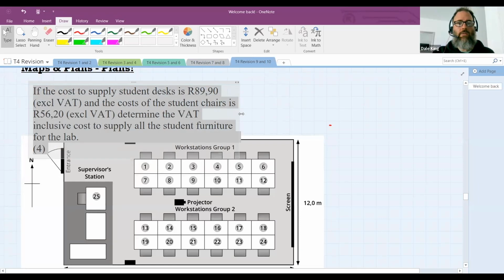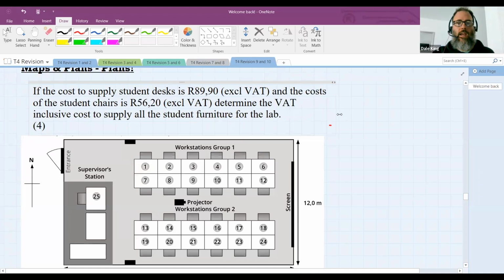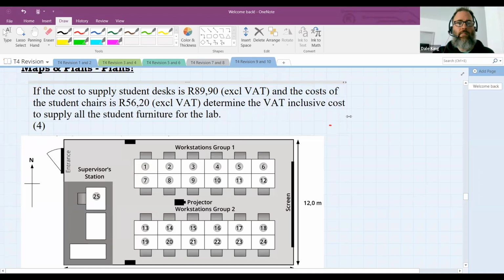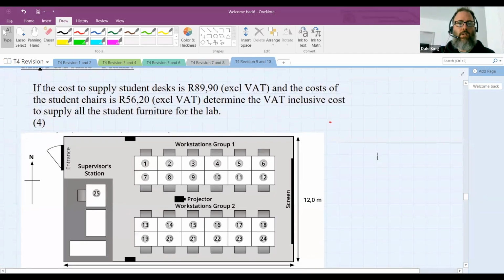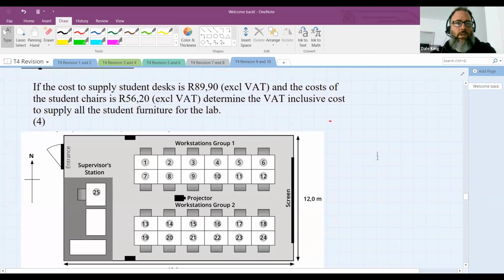I'll just spread it out for you so you can read it and look at the map at the same time. Okay, for 4 marks, they want to know what is the VAT inclusive cost to supply all the student furniture for this lab if those are the prices excluding VAT. It should take you 2 or 3 minutes to do this.